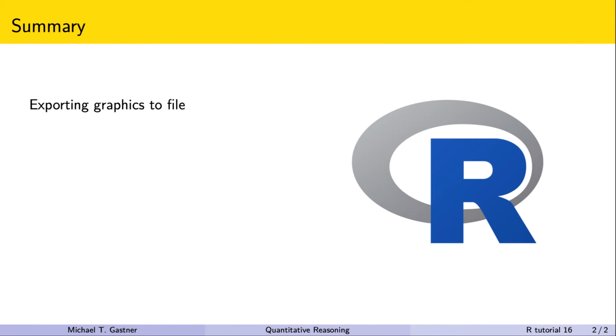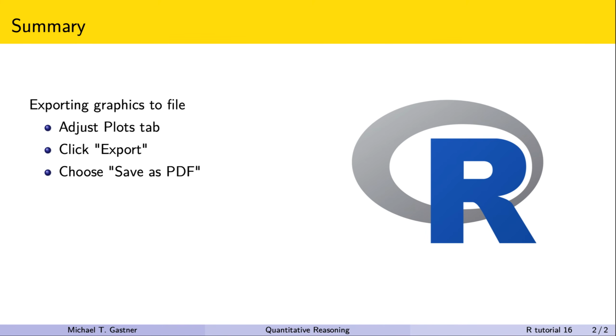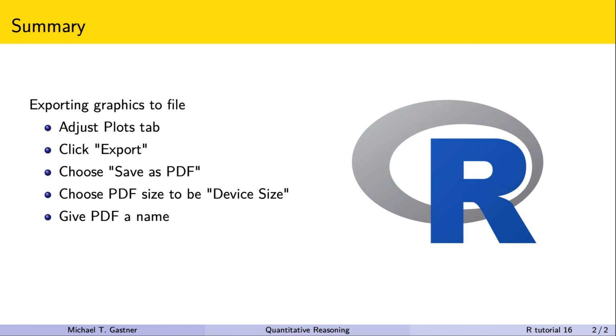In summary, we perform the following steps when we want to export R graphics. First, we adjust the size of the Plots tab so that the plot looks pleasant on our computer screen. Then we click Export at the top of the Plots tab. We choose the option Save as PDF. We choose the PDF size to match the device size, and we give the PDF file a meaningful name. After we click Save, the PDF appears in the Files tab.